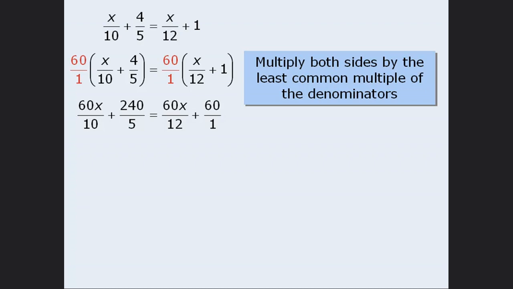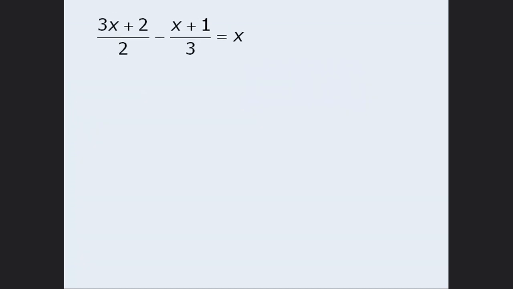At this point, all of our fractions simplify nicely. 60x over 10 equals 6x, 240 over 5 equals 48, 60x over 12 equals 5x, and 60 over 1 equals 60. From here, we can solve for x by first subtracting 5x from both sides. And now we'll subtract 48 from both sides to get x equals 12. Now here's a more advanced question.